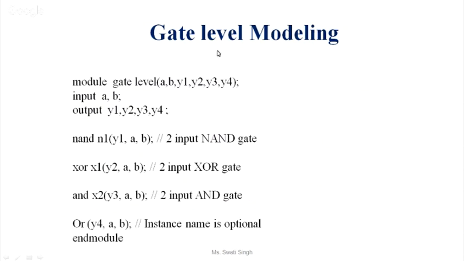Now in gate level modeling, we have to write this type of syntax: NAND N1. Sorry, this one is y1. NAND N1 is the name, and y1, a, b means we are performing the NAND operation, where the output is y1 and the inputs are a and b. This is how we write logic for a NAND gate. Similarly for the XOR gate: y2 is the output of the XOR gate, x1 is the name of the XOR, and a and b are the inputs. So the operation of XOR is a XOR b, and the output is y2. Similarly for AND and OR gates. This is gate level modeling.